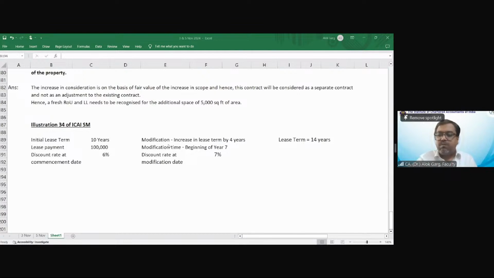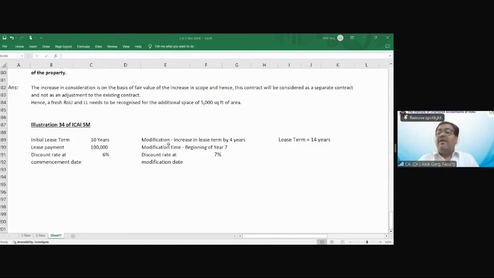Original rate, sir. Original rate, because the time is not changing, because the term is not changing, and hence you need to consider the original rate, right? Have you understood this? Correct? Yes, sir. Very good.